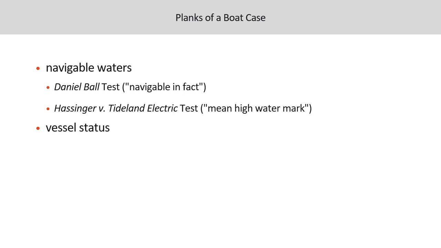To discuss the vessel status, we look at use of the vessel. One of the key tests for that was the Lozman v. City of Riviera Beach, which looked at whether or not the vessel in question was built to navigate on water. Was it capable of being used for transportation over water? Now, this case involved a floating houseboat, and the courts wanted to really determine whether or not it was built for the purpose of transportation on water.